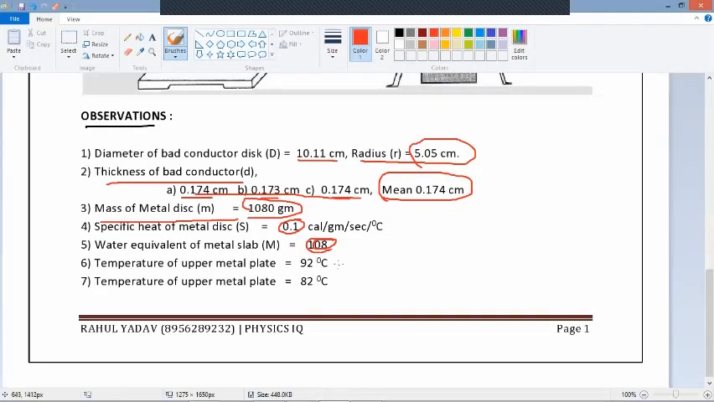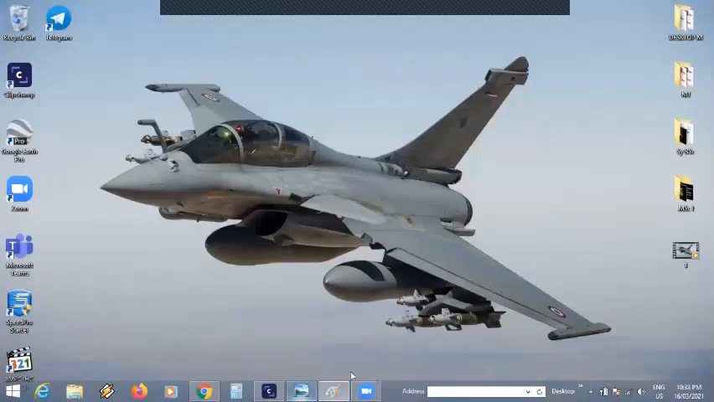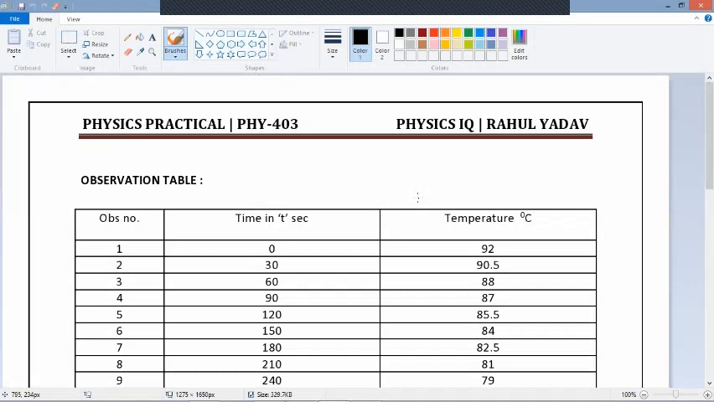And we have seen the temperature of the upper metal plate is 92 degrees Celsius, and the lower metal plate is 82 degrees Celsius. Okay, so I'm going to open the observation table. Okay, so this is your observation table.